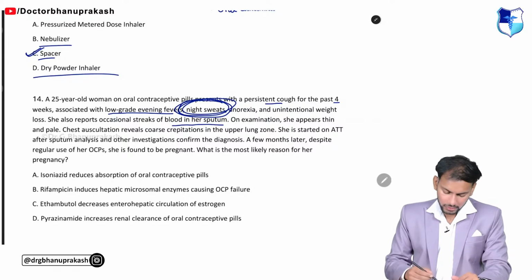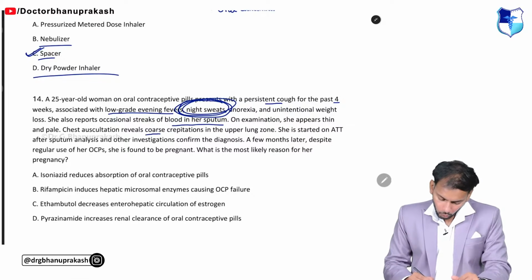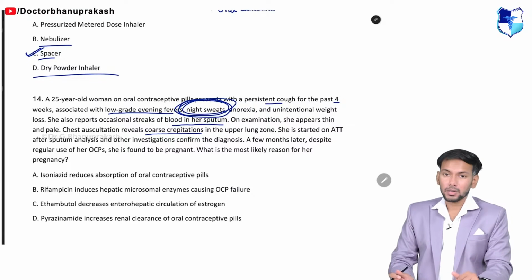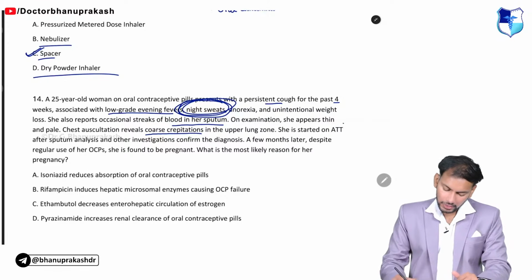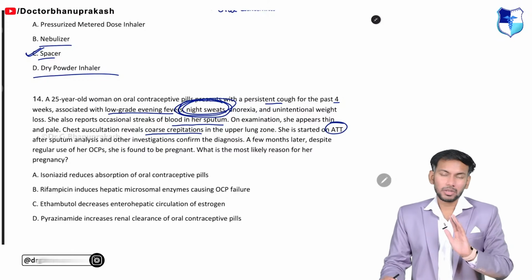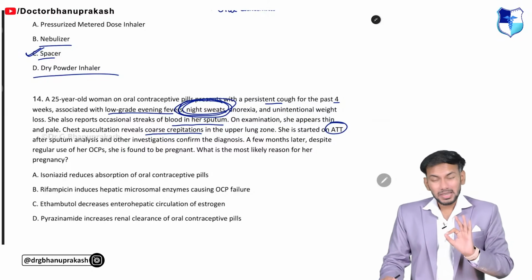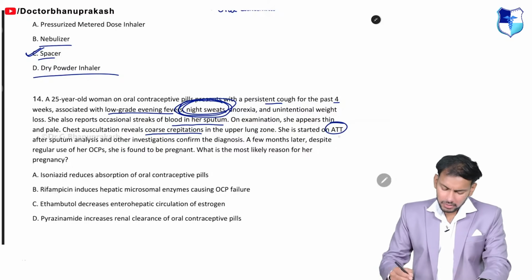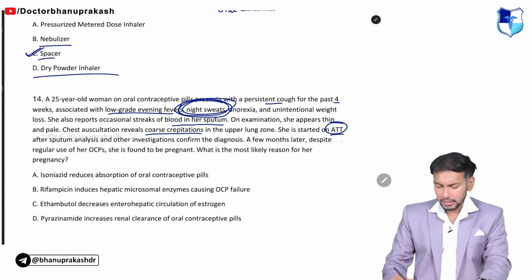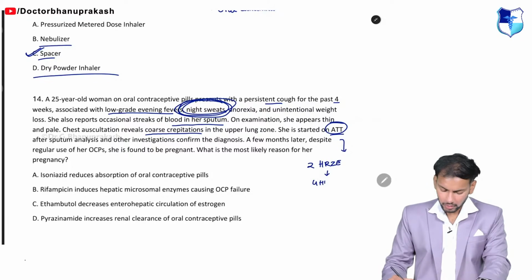On chest auscultation, there are coarse crepitations in the upper lung zone. She started on ATT. Why? Because night sweats, fever, all of these are presumptive TB case. Yes, so she has been started on ATT. Now, what is the ATT? It is HRZE. 2 months of HRZE followed by 4 months of HRE.